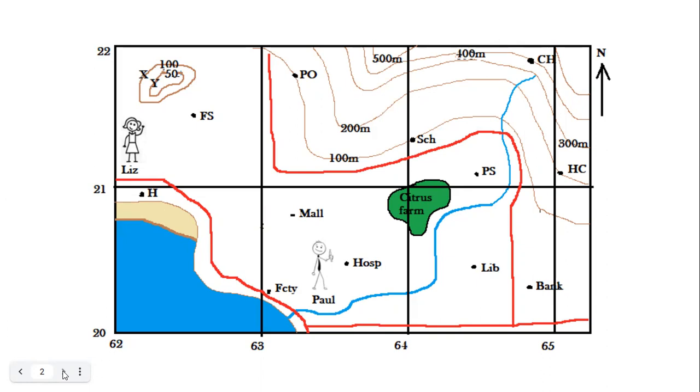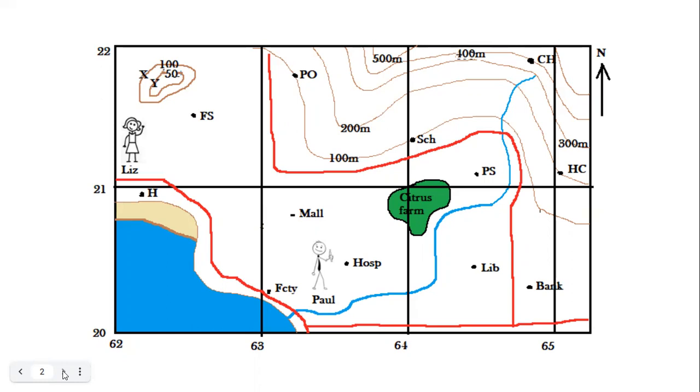So, what are some of the ways that we could give a location for Liz? We could try to identify our location in relation to another feature. And there are 2 ways that we could do that. We could give the distance or we could give the direction of Liz's current location from another feature. Another way we can give the location of Liz is by giving the grid reference. And that is what we are going to start with.